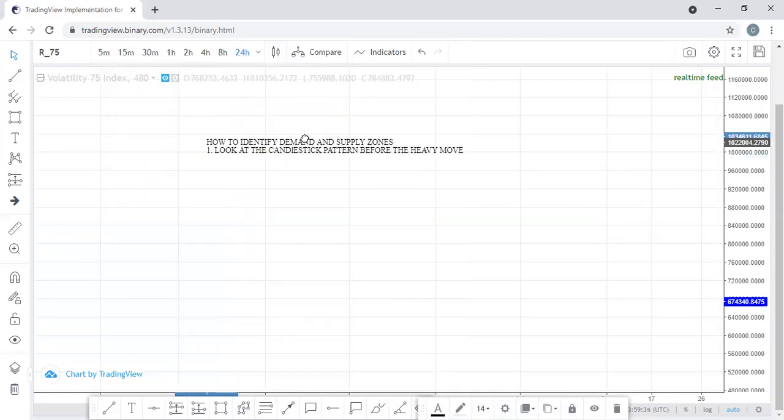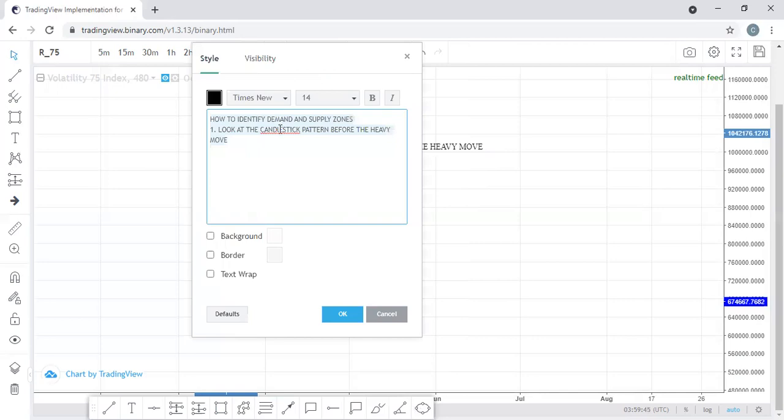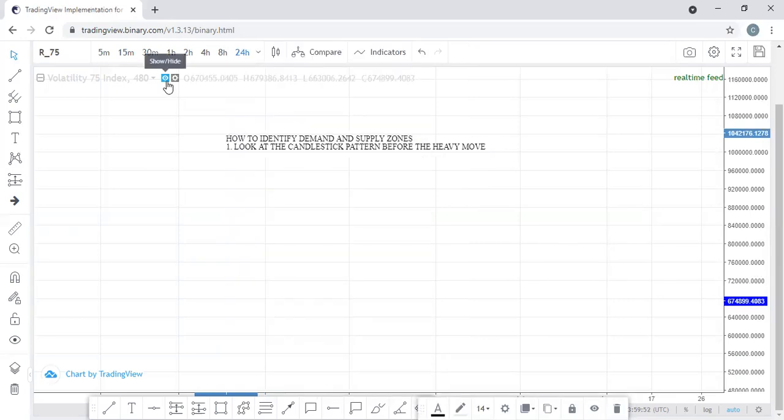So how to identify demand and supply zones? You look at the candlestick pattern before the heavy move, right? Now, what do you want to see? You want to see some kind of indecision at that point, right? So let us look at 3 charts. I don't want to draw anymore again.